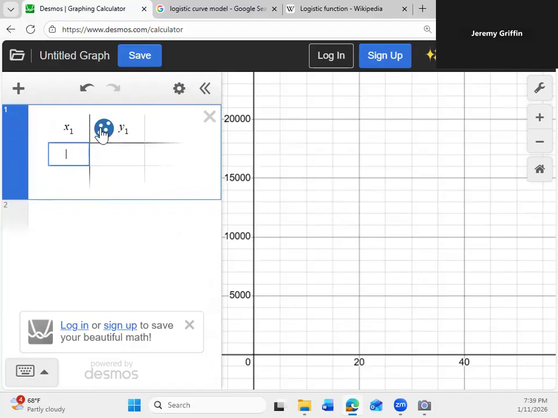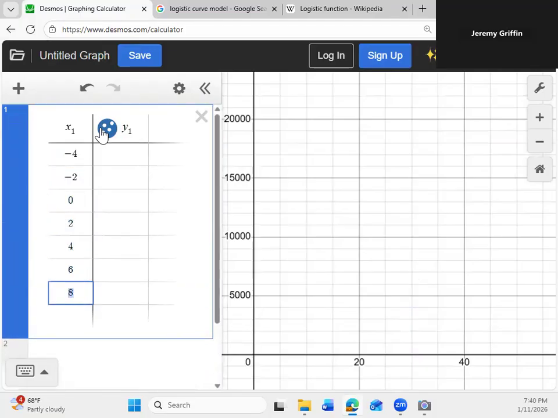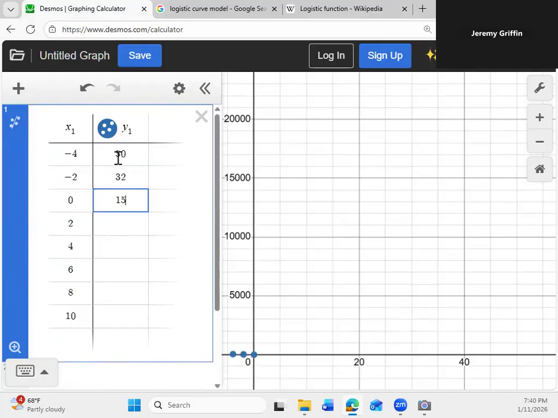So type the word table. Then the x values go -4, -2, 0, 2, 4, 6, 8, and 10. And then the y values go 50, 32, 15, 0, -18, -30, -55, and -70.